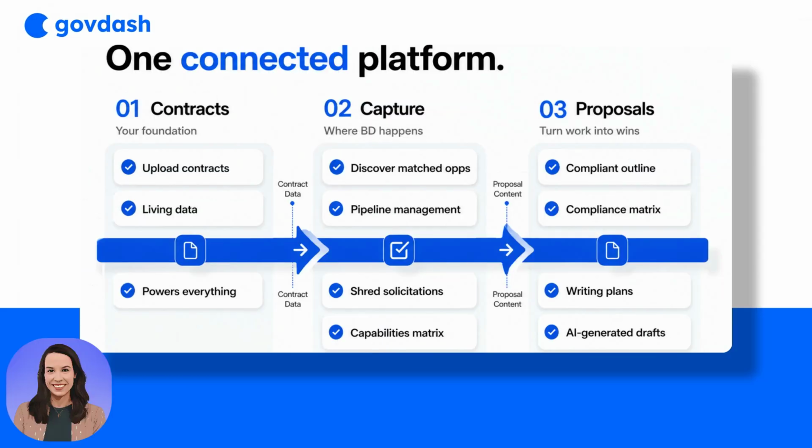GovDash replaces that patchwork. It brings your contracts, your capture pipeline, and your proposals into one connected platform. And it's not just that they're in the same place. They actually talk to each other. What you do in one area feeds the next. That has never existed in GovCon before. At least, not in a way that actually works.